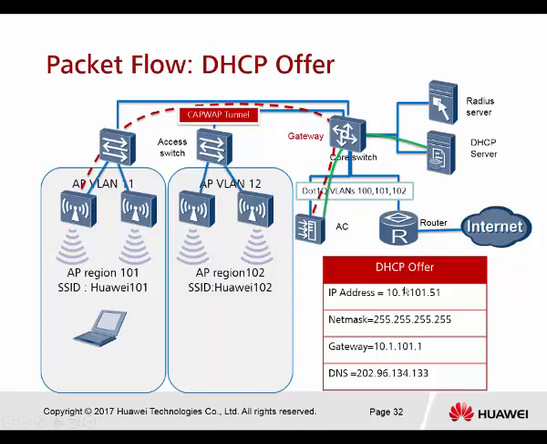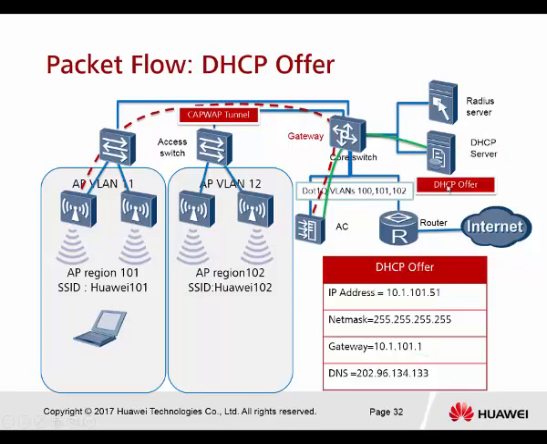Now the DHCP offers the IP address. This is your IP address, if you want to go online, the IP address I offer to you. This is your subnet mask and the gateway. The gateway will be right here; this is my switch gateway. Of course, we can configure it on the server if you want to change the gateway.